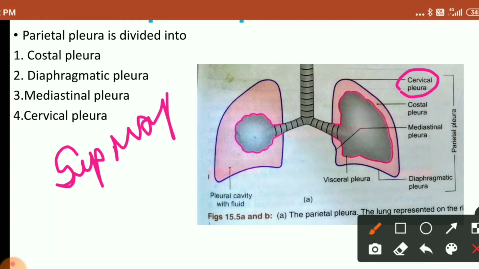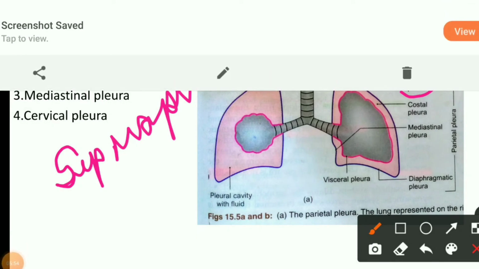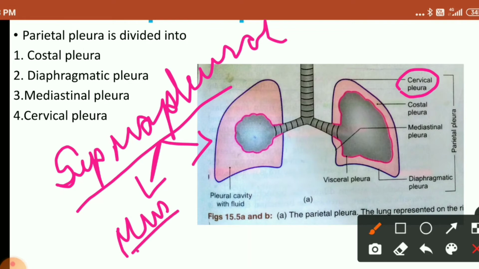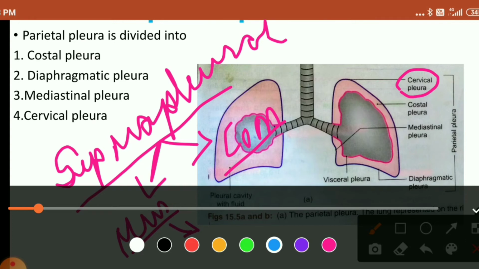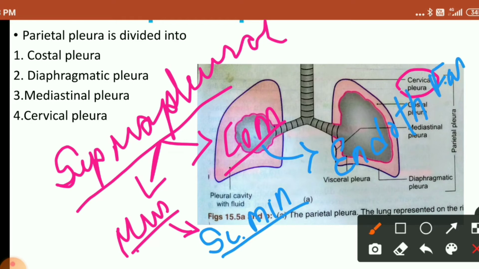This is suprapleural membrane. So this suprapleural membrane has a muscular and connective tissue component. The muscular component is formed by scalenus minimus. On the other hand, the connective tissue component is formed by endothoracic fascia.